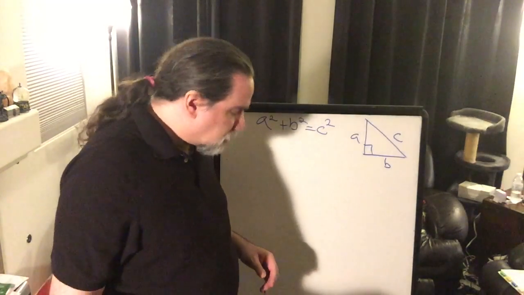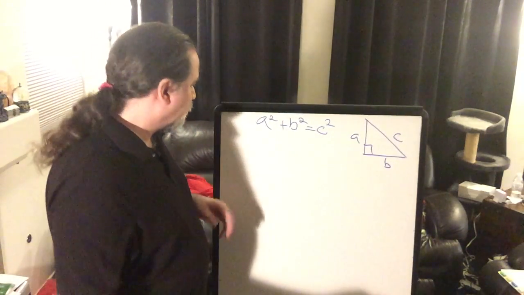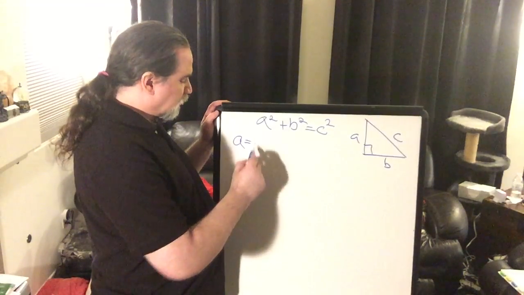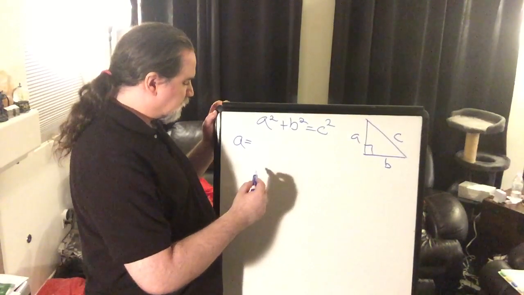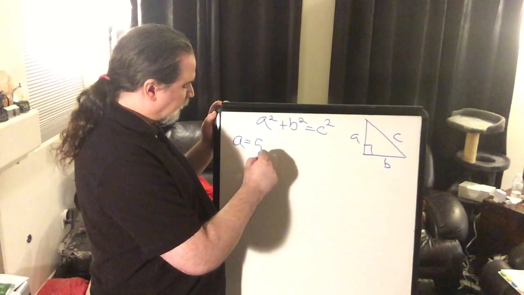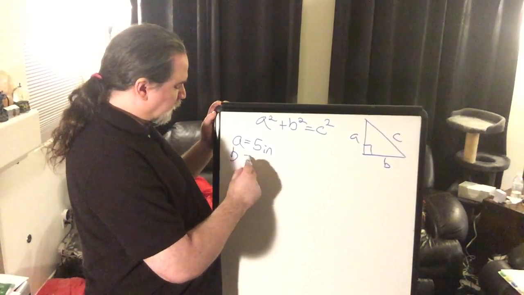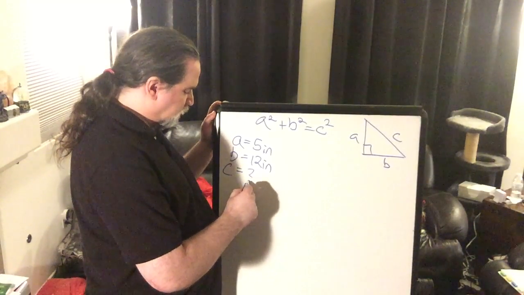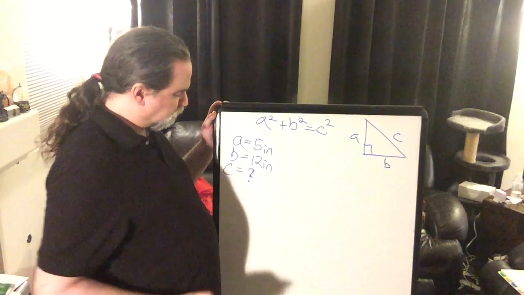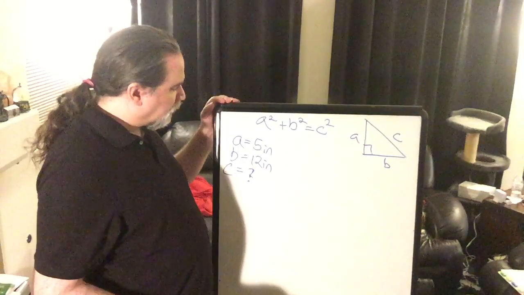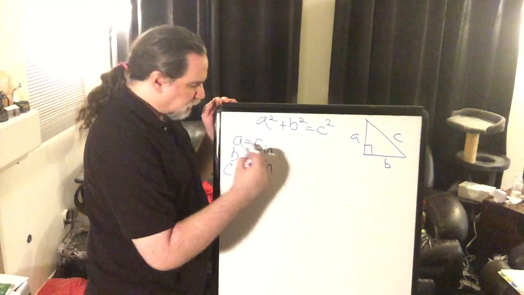Okay, so let's start with a simple one. A equaling, let's just go about 5 inches and B equaling 12 inches. And now we want to know, what does C equal? Question mark. Now, so we're going to go through this one. We're going to plug in the values.